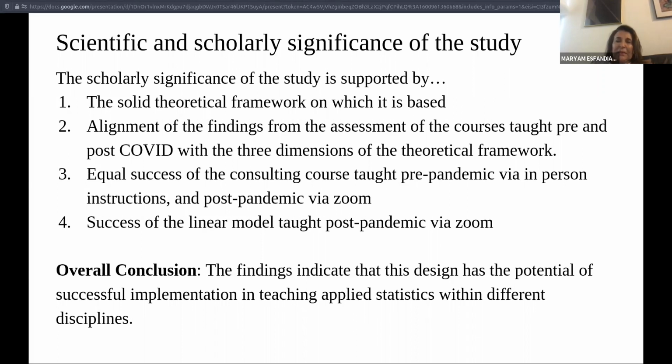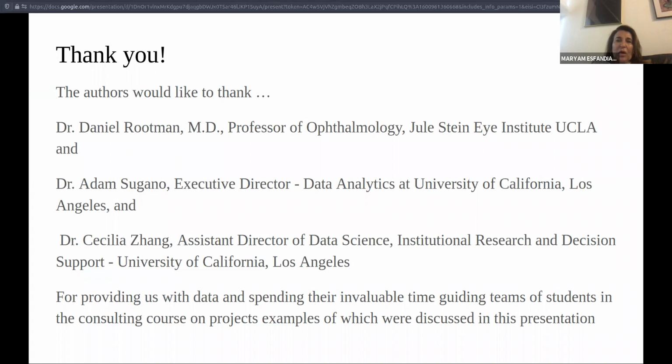And next slide, we would like to offer our thanks to Dr. Daniel Rootman from the Jules Stein Eye Institute, Dr. Adam Sugano, the Director of Data Analytics, and Dr. Celia Zhang, the Assistant Director of Data Science at UCLA, for giving us the data and honestly spending invaluable time with our students.